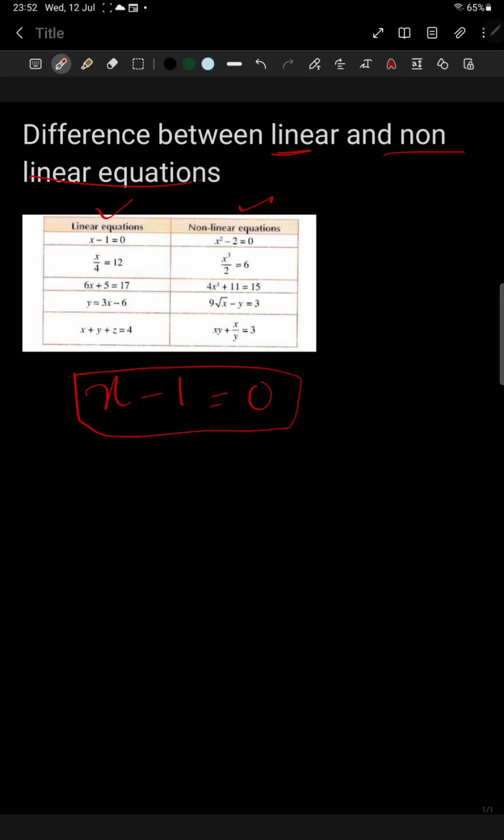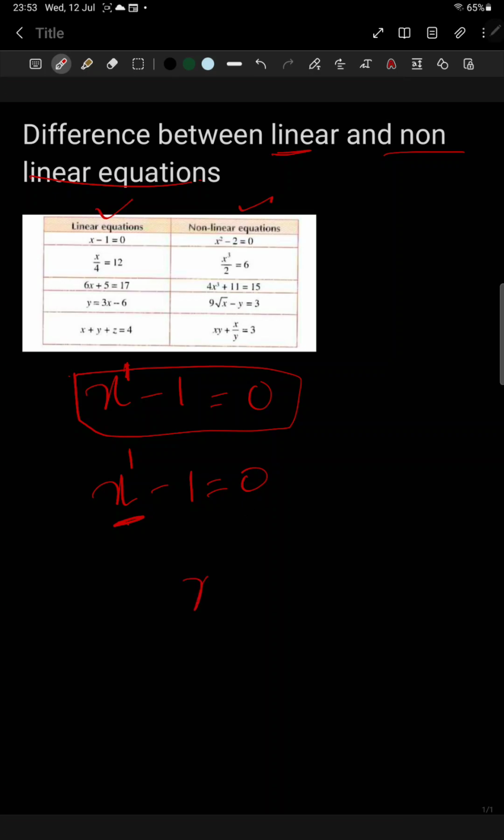A linear equation always has the maximum power of a variable equal to 1. For instance, in this equation, x minus 1 is equal to 0, the variable is only x and x has the power 1. So this is a linear equation. This is an example of a linear equation.